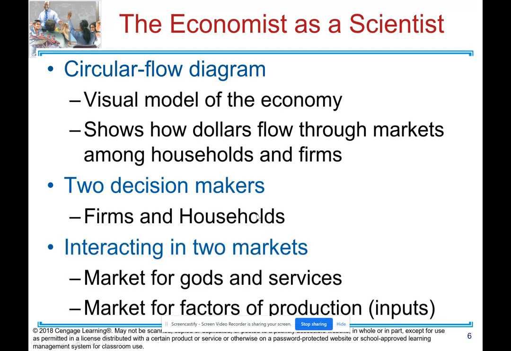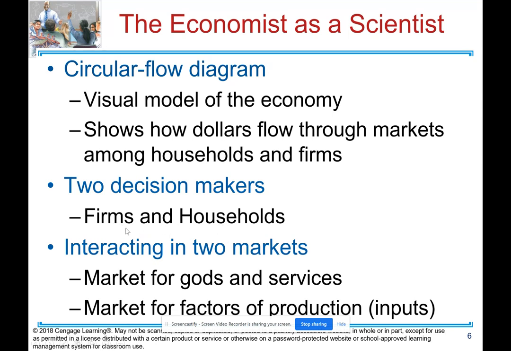Let's look at the first model economists use, and that model is called the circular flow diagram, a visual model of the economy. Remember, our economy is way too complex. We can't study it. We have to reduce it to a simplified model. And the circular flow diagram shows how dollars flow through markets among households and firms. In our simplified model, there are two decision makers. There are business firms that produce goods and services, and there are households that consume goods and services.